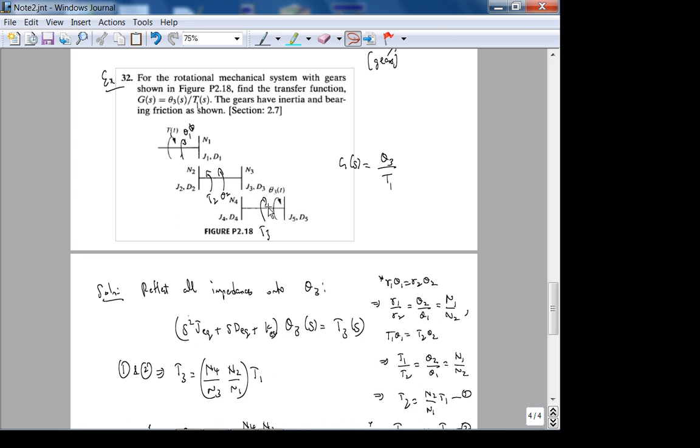What is it? Is this really boring? If it's boring, the answer should come out, right? So what is it? I'll write it here and then I'll copy it down there. So what's JEQ on this shaft?